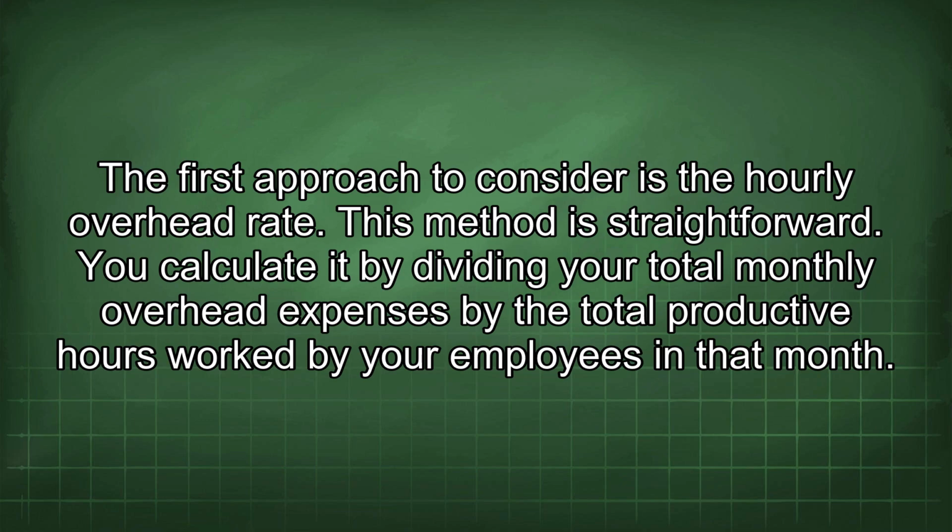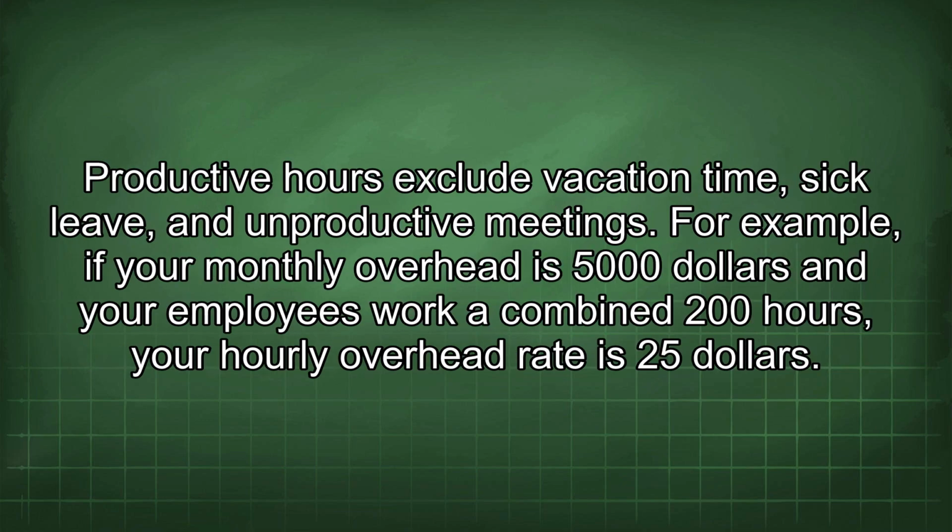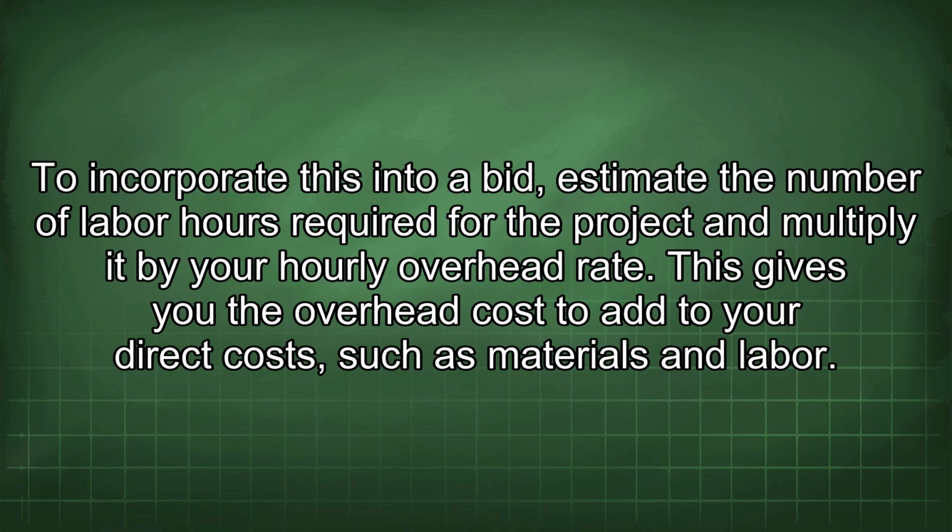The first approach to consider is the hourly overhead rate. This method is straightforward. You calculate it by dividing your total monthly overhead expenses by the total productive hours worked by your employees in that month. Productive hours exclude vacation time, sick leave, and unproductive meetings. For example, if your monthly overhead is $5,000 and your employees work a combined 200 hours, your hourly overhead rate is $25. To incorporate this into a bid, estimate the number of labor hours required for the project and multiply it by your hourly overhead rate. This gives you the overhead cost to add to your direct costs, such as materials and labor.